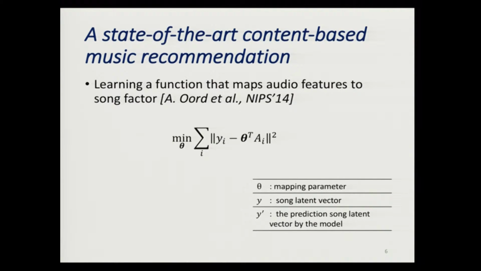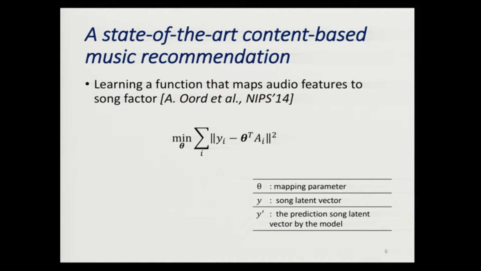The problem of this model is that it cannot deal with the cold start problem because it only relies on listening data. So here, I want to give you a brief overview of a state-of-the-art content-based approach in music recommendation. The goal of this approach is to learn a function that maps audio features to song latent factors, as you can see here. This method is a two-stage approach. First, it can use any type of latent factor model to get a song factor, and then learn a mapping function from audio features. Due to its flexibility, we can use this method in our framework.